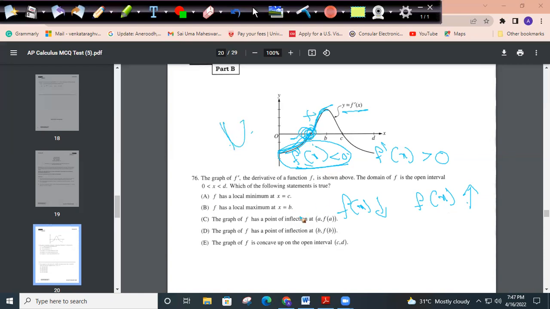A is not a point of inflection. The point is actually a local minimum point. It is not a point of inflection. That is the reason it is wrong.